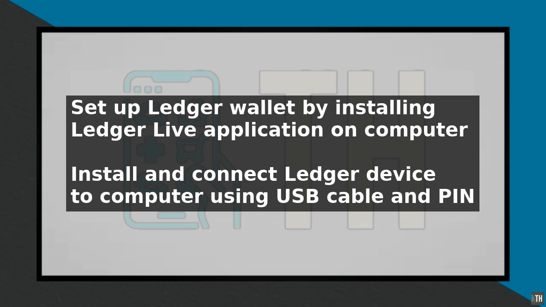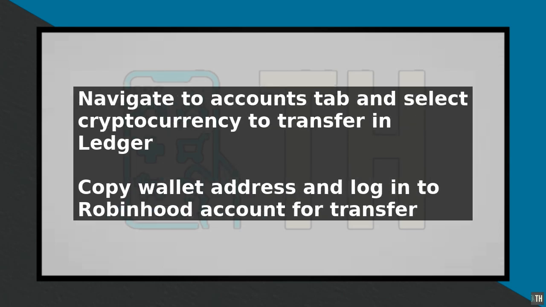Next, open the Ledger Live application and connect your Ledger device to your computer using a USB cable. Once connected, enter your PIN to unlock your Ledger device. Now, navigate to the Accounts tab and select the cryptocurrency you want to transfer. Click on the Receive button and copy the wallet address.